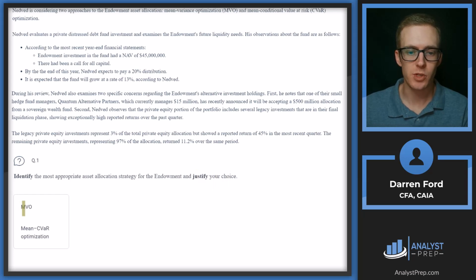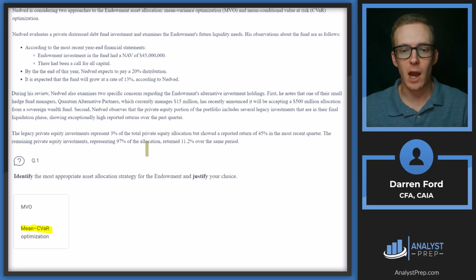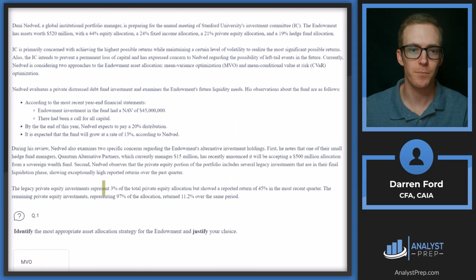So we have MVO, which is mean variance optimization, or mean-CVaR optimization. The main difference between these two is they're both optimizing for the asset allocation, but mean-CVaR, reminder that CVaR is conditional value at risk, is going to optimize more for left tail risks. And so if the endowment is more concerned about downside protection or left tail risks, then the mean-CVaR will probably be a better option than MVO. So let's take a look, read, and see what we get.